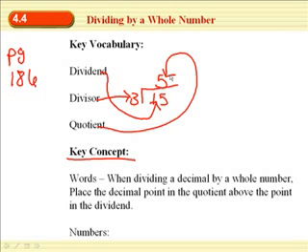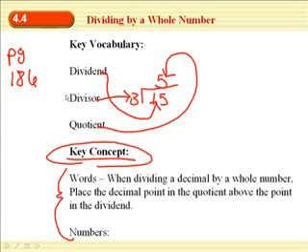So let's take a look at the key concept. Your key concept for dividing a decimal by a whole number is, check out the words. This is what you're putting on your paper. This is the key concept box along with all of this whole page. When dividing a decimal by a whole number, place the decimal point in the quotient above the point in the dividend. Okay, so let's look at that with the numbers.